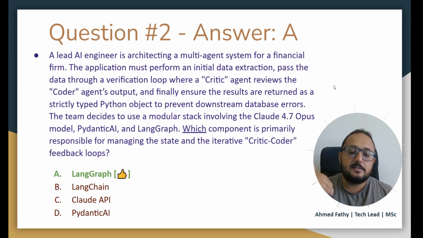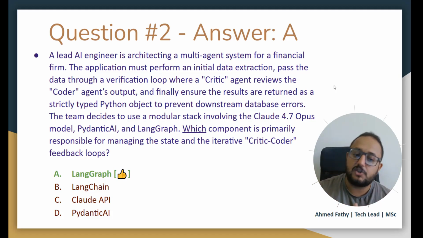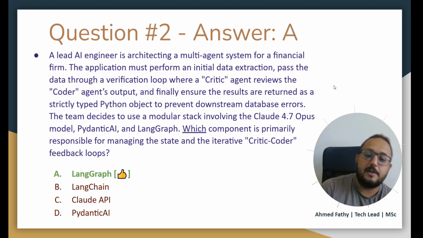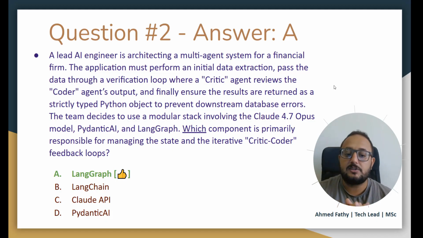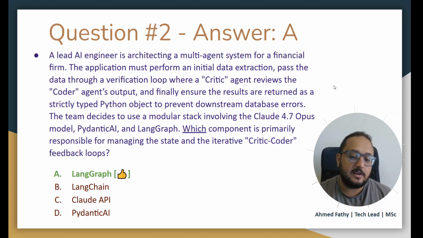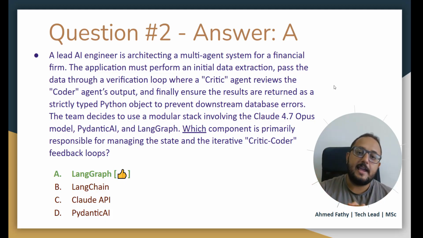So a lead AI engineer is trying to architect a multi-agent system for a financial firm. The application must perform initial data extraction, pass the data through a verification loop where the critic agent reviews the coder agent's output, and finally ensure the results are returned as a strictly typed Python object to prevent downstream database errors. The team decides to use a modular stack involving Claude 4.7 Opus model, PydanticAI, and LangGraph. Which component is primarily responsible for managing the state and the iterative critic coder feedback loop? The orchestrator out of those four is LangGraph.